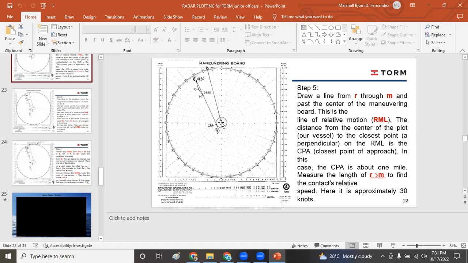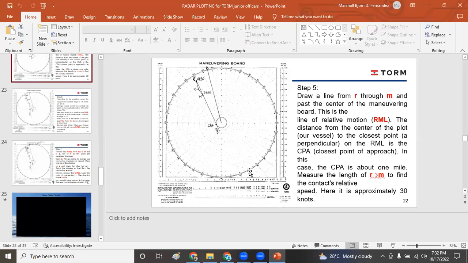After you create a line, pass your position. Ito yung position mo. Then, 90 degrees from this line, it will be your point of closest approach or closest point of approach. Ibig sabihin, relative motion ng other vessel mo, it will give you the CPA. First CPA ito. RML stands for relative motion line. I-transfer mo tong line na to sa gitna. You will see here, banda dito yan, kung ilan ang relative motion, direction of relative motion or the DRML.